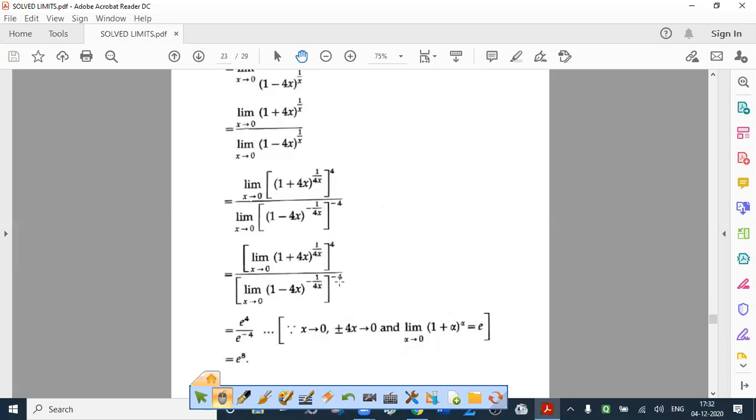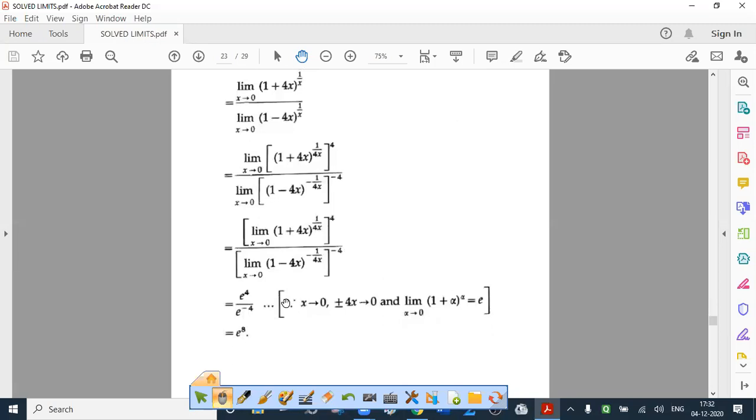But you are supposed to solve these sums. So just listening to the explanation is not sufficient. Okay. So what is the final answer? e raised to 8. You have to mention the reason. Since x tends to 0, both plus minus 4x tend to 0, and limit y tends to 0, (1 + y) raised to, this is actually incorrect. They can use alpha, but they will have to write 1 upon alpha and not alpha. Make that correction. Okay. So what is the value of the limit? It is e.